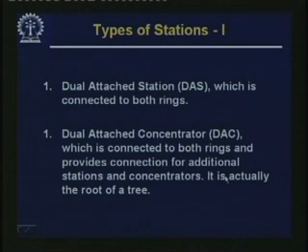Now let us talk about the type of network stations which may be connected to an FDDI ring. One is a dual attached station which is connected to both the rings. That means it is a station which is connected to both the rings, that is why it is called dual attached. Then we have dual attached concentrator DAC, which is connected to both rings and provides connection for additional stations and concentrators. It is actually the root of a tree. This is where the tree comes from.